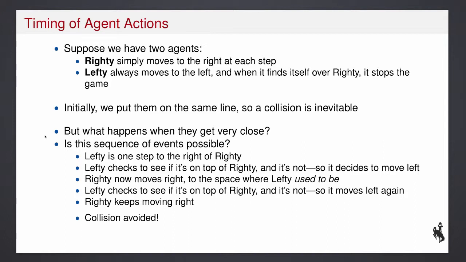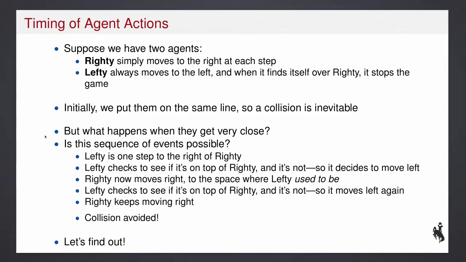Because what happens when they get really close? Let's say that Lefty is just to the right of Righty, okay? And it checks: is it on top of Righty? No, it isn't. So it moves left. Righty goes, oh, I'm supposed to move right. It moves to the place where Lefty used to be. Now Lefty checks to see if it's on top of Righty, and it goes, no, I'm not. So it moves again. Righty keeps moving right, Lefty keeps moving left. Collision was avoided. Can this happen?